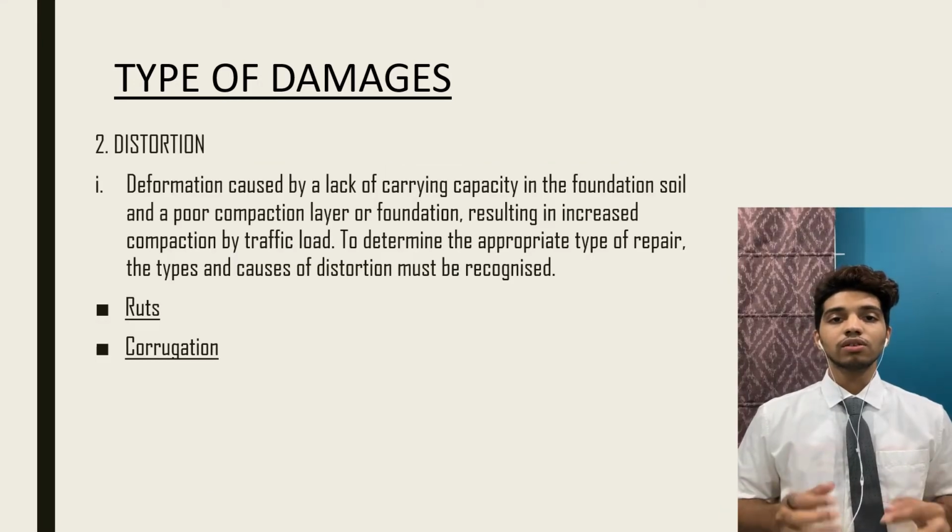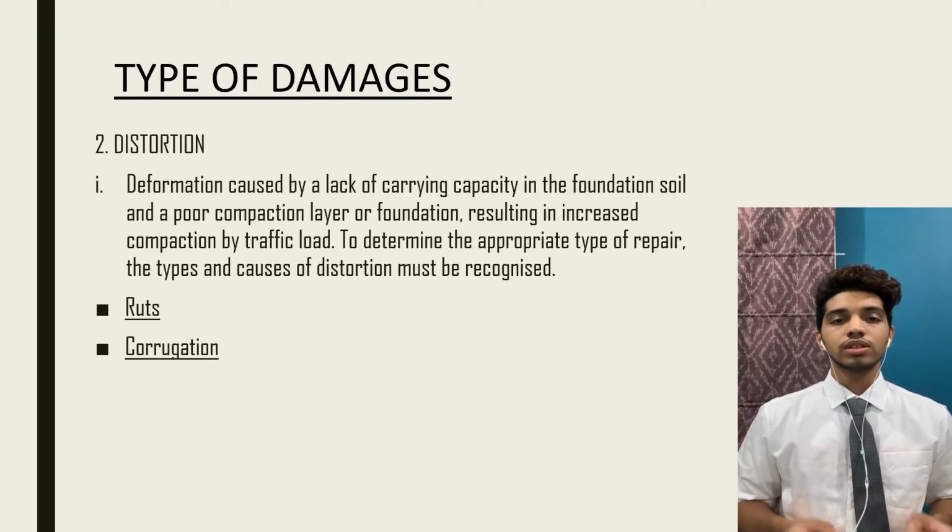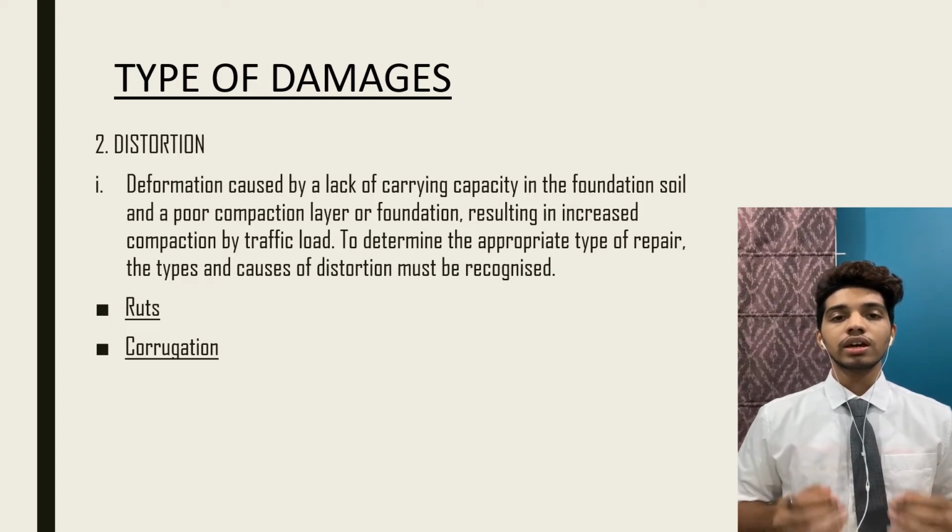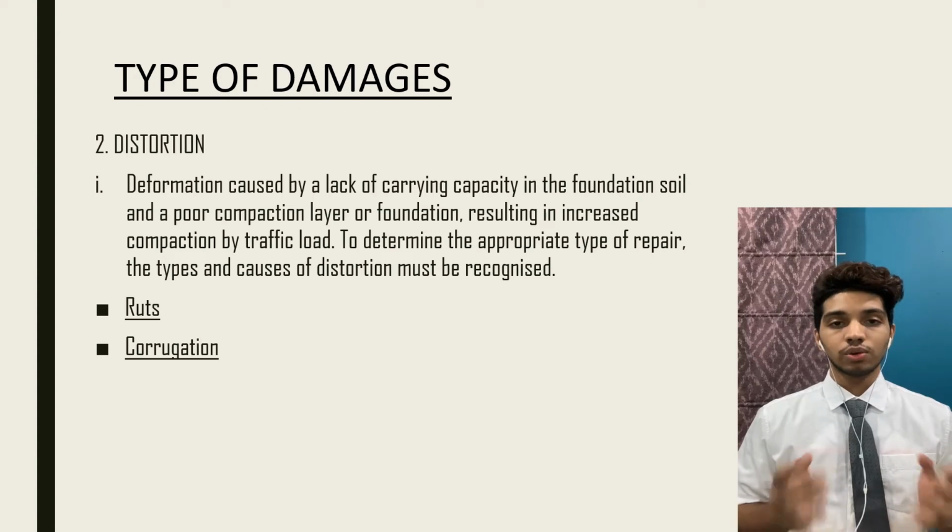Okay, the next type of damage is distortion. What is distortion? Distortion is deformation caused by poor carrying capacity of the foundation soil and a poor compaction layer of the foundation, resulting in additional compaction by traffic load.